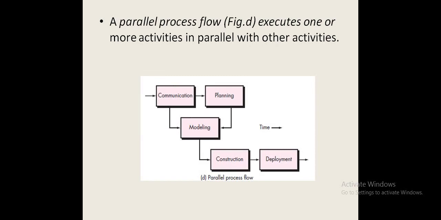Now comes the parallel process flow. The parallel process flow executes one or more activities in parallel with other activities. In the figure we can see the parallel execution, that is communication and planning. Along with communication and planning, the modeling phase is executed. That is, communication and planning will be taking place, and at the same time modeling is also taking place, and after that construction and deployment occur. So it can be varied. This is only an example. Any one or more activities can be executed or completed in parallel with other activities. That is known as parallel process flow.